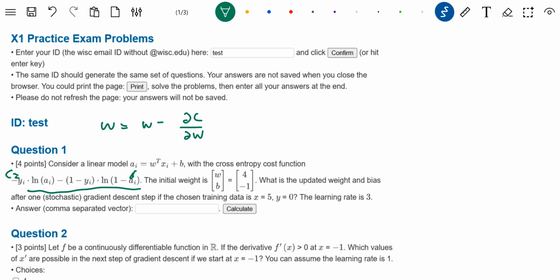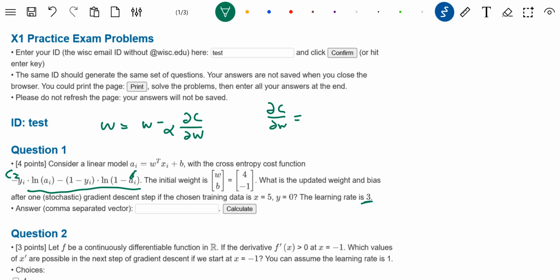So basically the idea is to just differentiate this and figure out a number. Of course, there is the learning rate. We know it's 3 here. So now let's take the derivative.